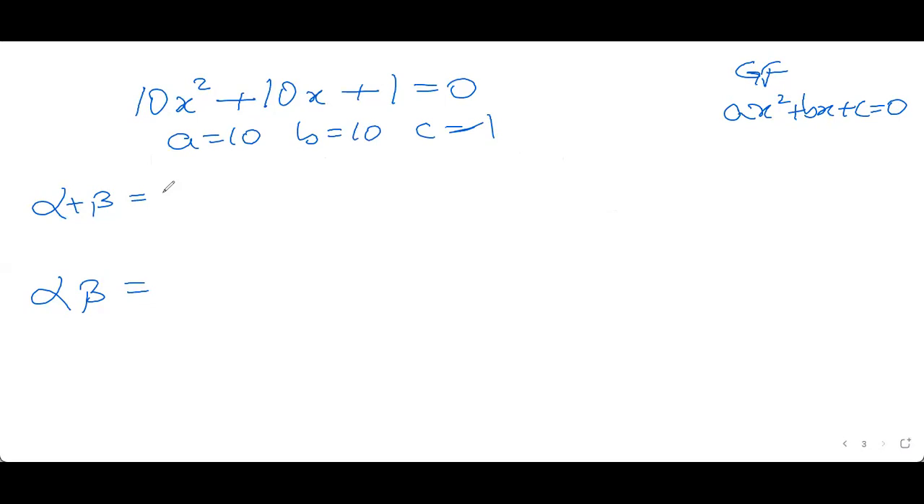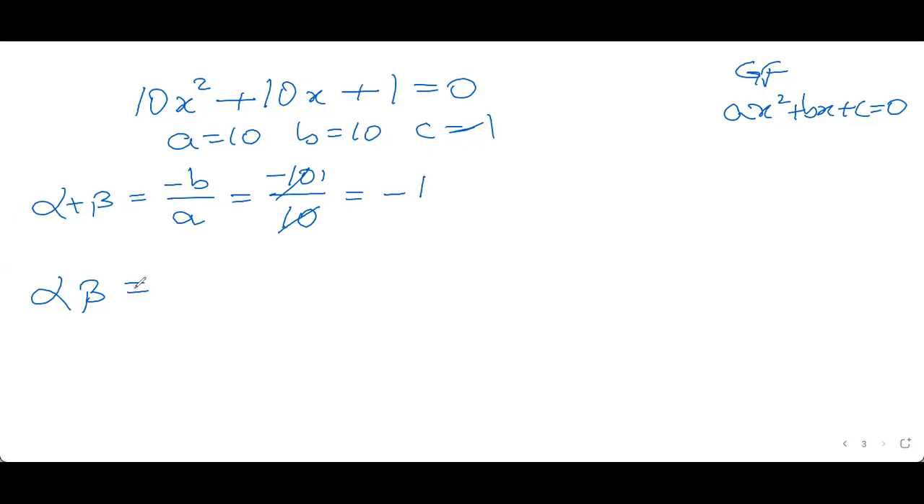Now, the formula says the sum of the roots, alpha plus beta, is minus B by A. What will be minus B? B is 10. Minus B will be minus 10. A is 10. This is already a correct answer. But we know 10 can be divided by 10, which will be 1. So the perfect answer is minus 1.